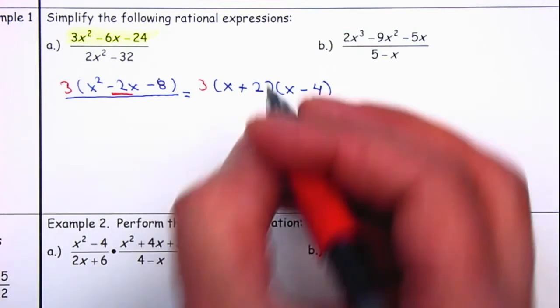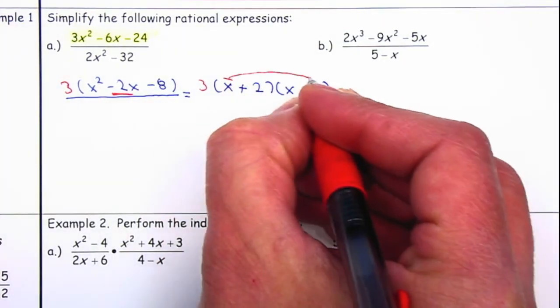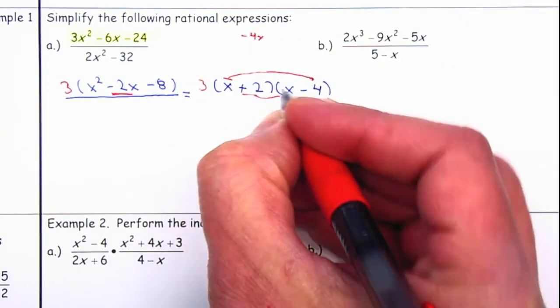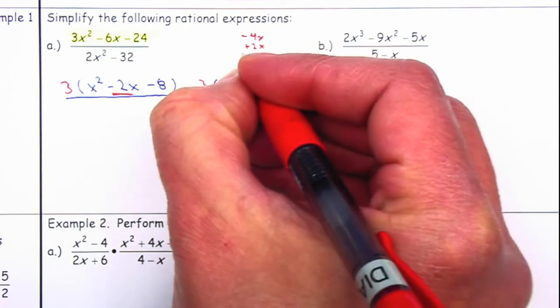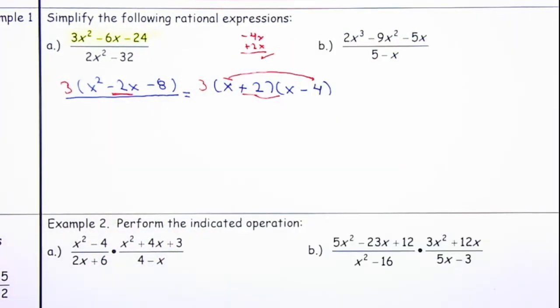You want to be able to double check. So x times x is x squared. x times negative 4 is negative 4x. 2 times x will be positive 2x. When you add them, does it give you negative 2x? Correct. Now let's go and deal with the denominator.